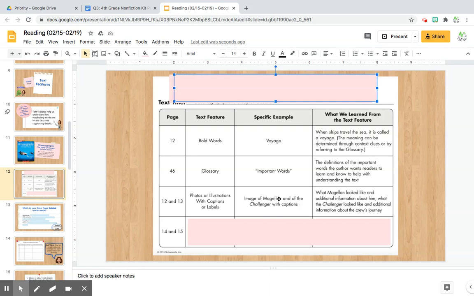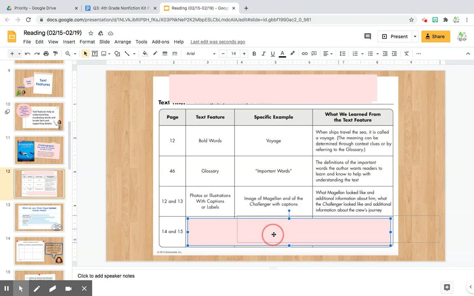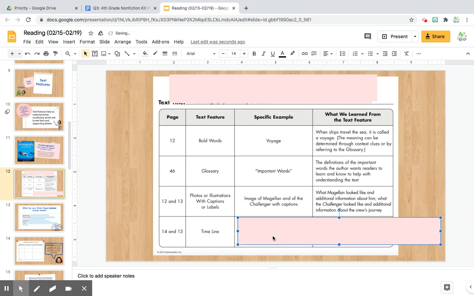Because I can maybe talk about the Magellan and the Challenger, but it's hard for me to picture it and visualize as a reader without the photographs included. Now, there's another text feature here on page 14 and 15. So I'm going to go ahead and reveal what it is, and it's a timeline.